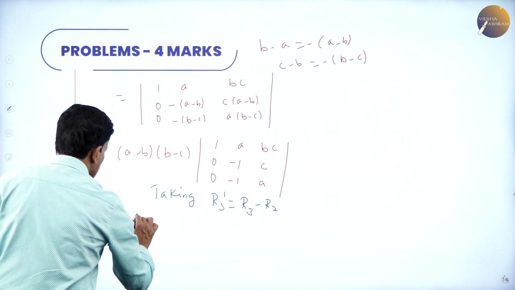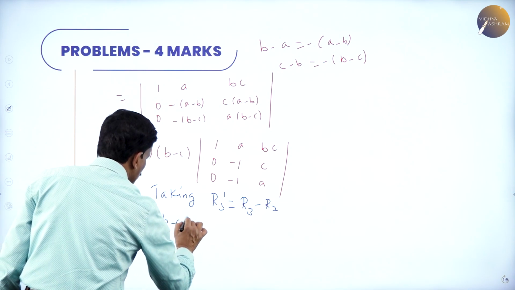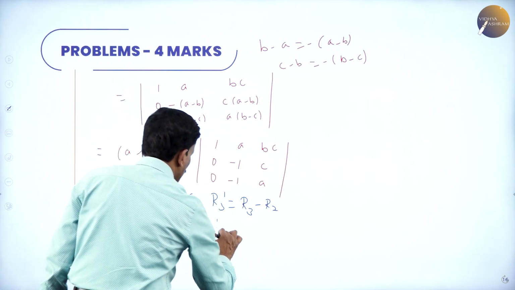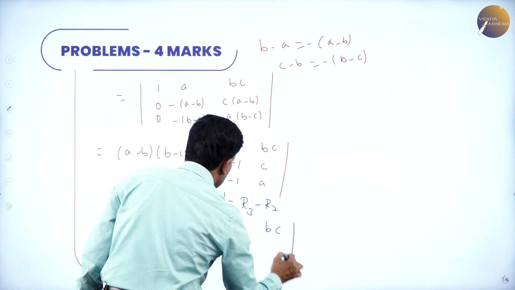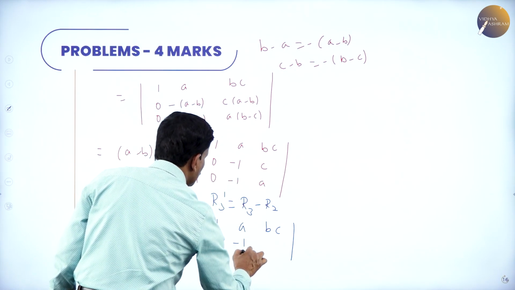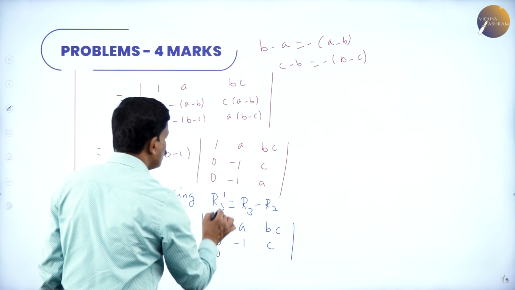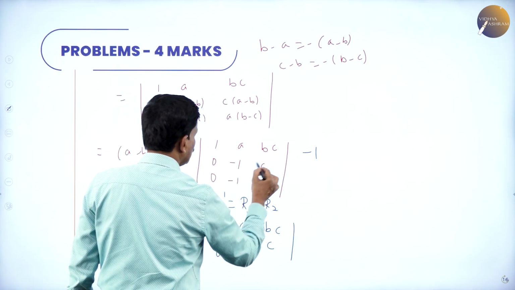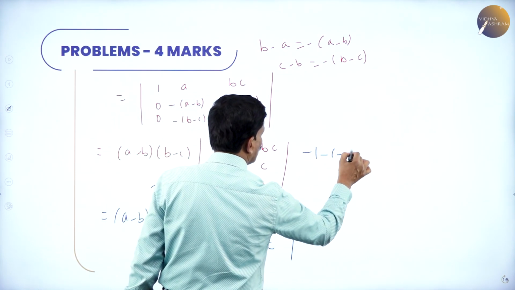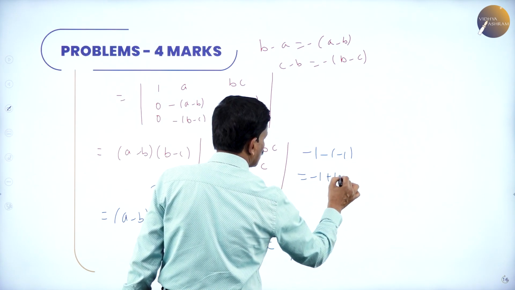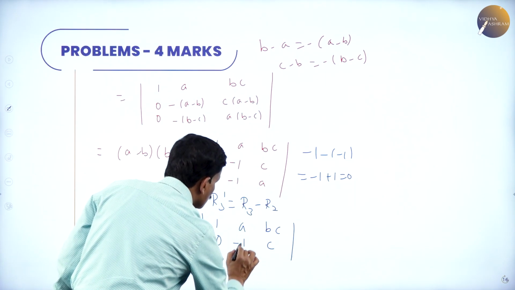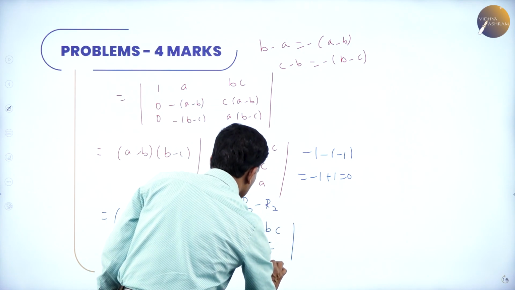See, this is A minus B, B minus C as it is, 1, A, B, C same, again 0 minus 1, C as it is, 0 minus 0, 0, this is minus 1, minus of minus 1, minus 1 plus 1, this is equal to 0, and A minus C you will get.